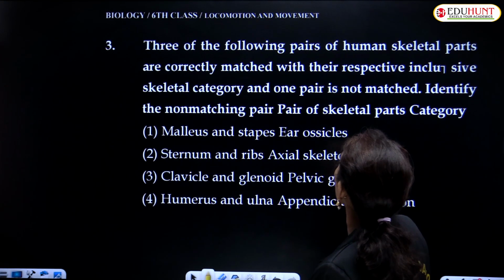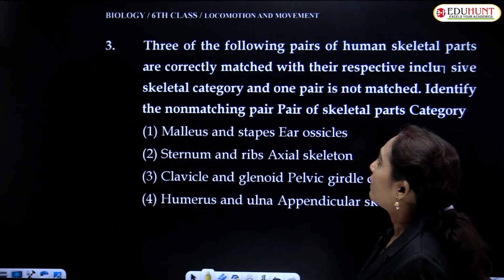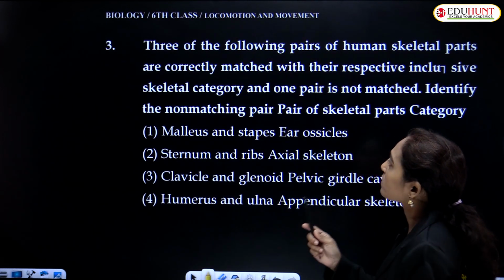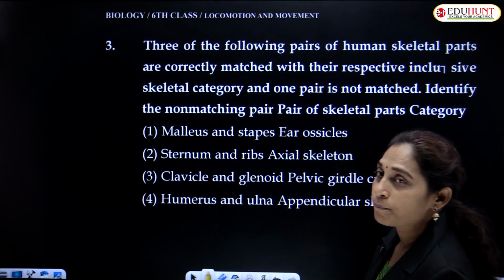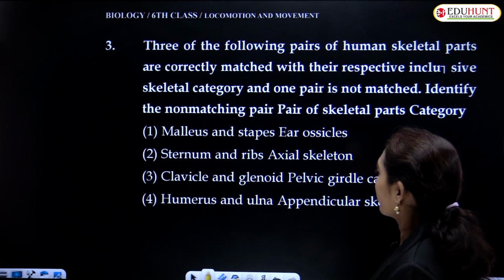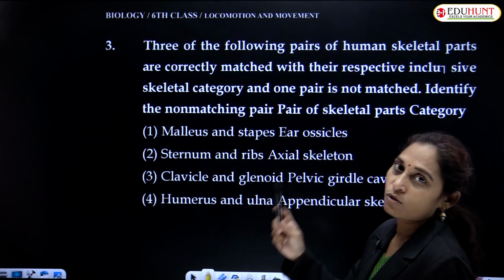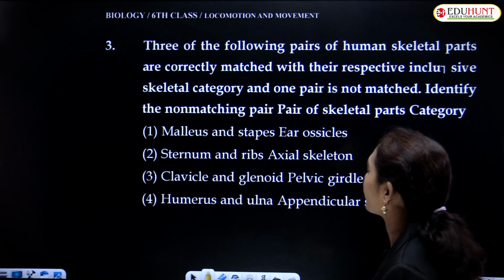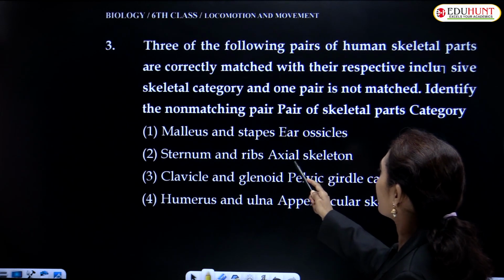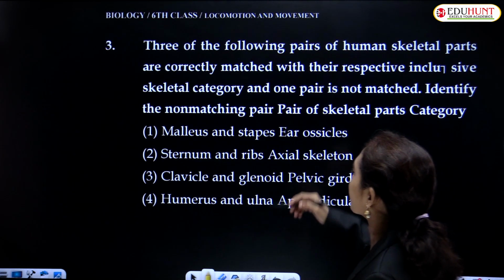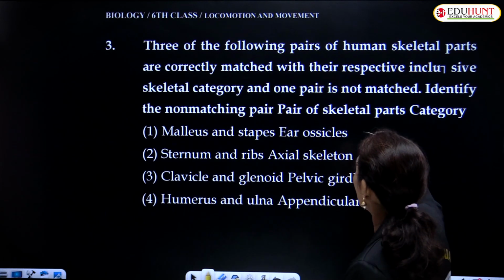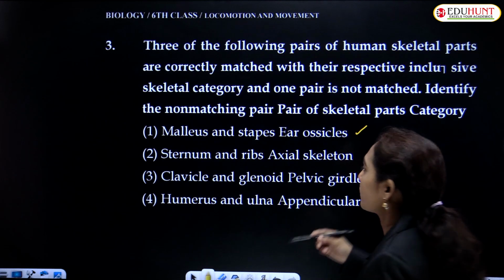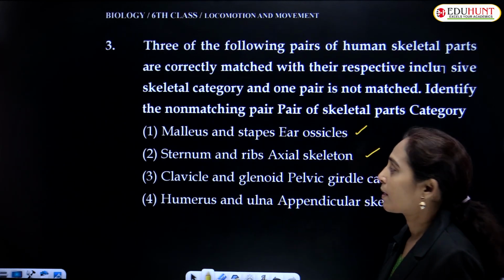3 of the following pairs of human skeletal parts are correctly matched with their respective inclusive skeletal category and 1 pair is not matched. Out of 4 pairs, 1 is not matched. Identify the non-matching pair of skeletal parts category. Malleus and stapes, ear ossicles. Yes, malleus, incus, stapes, these are present in the ear. Sternum and ribs present in axial skeleton. Yes, these are the parts.